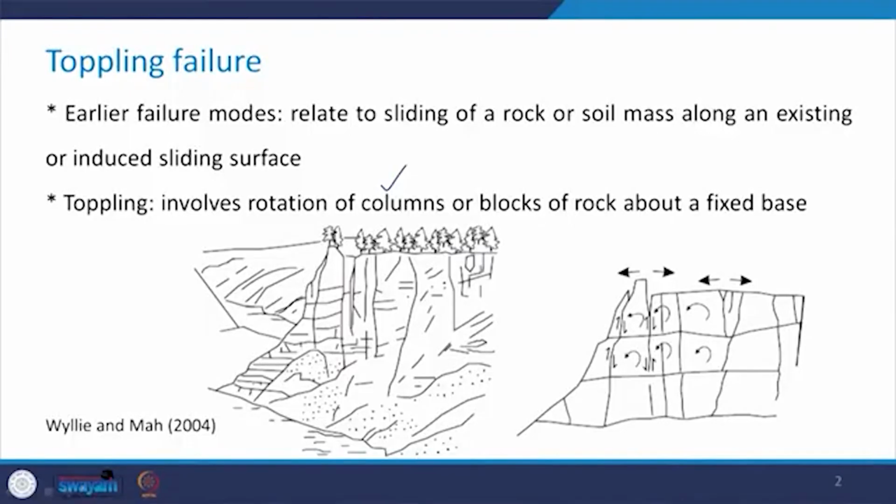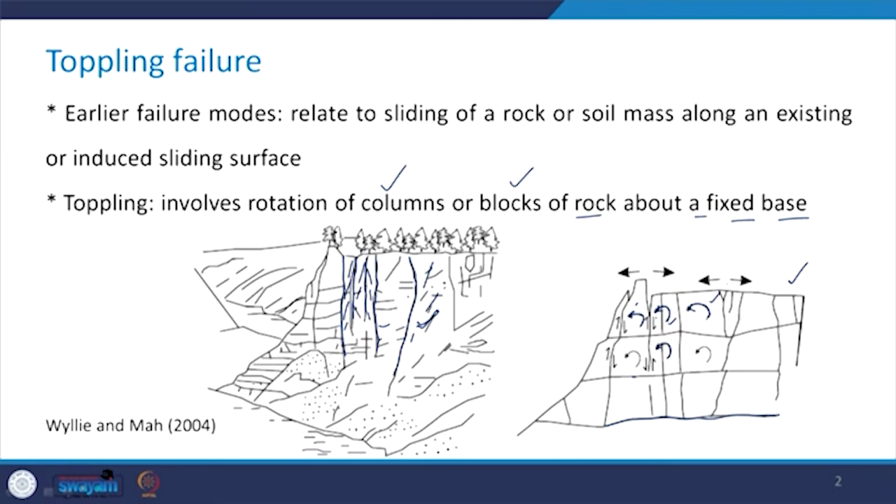It involves the rotation of columns or blocks of rock about a fixed base. Take a look at these pictures and you can see that the rock mass here has very steeply dipping joints, and therefore it is creating this type of columns in the rock mass. Come here and see what it looks like: there is going to be a rotation, as shown by these curved arrows, of these rock blocks, and this is going to happen about a fixed base. So, you see that this is what is fixed and the rotation is taking place.